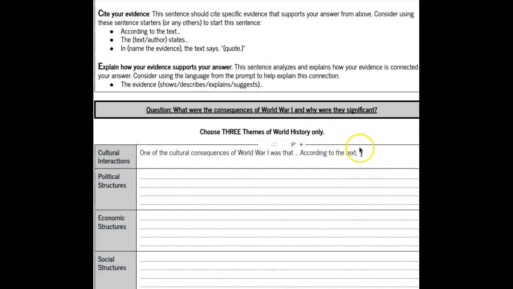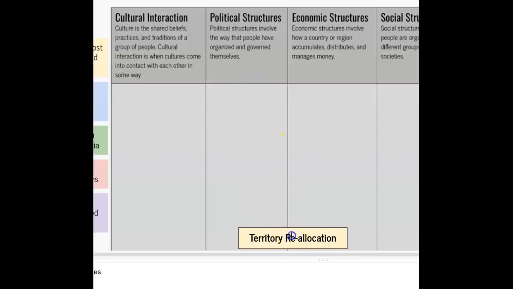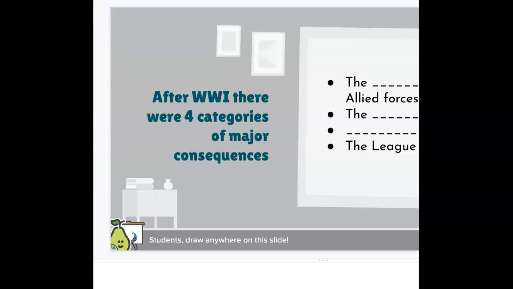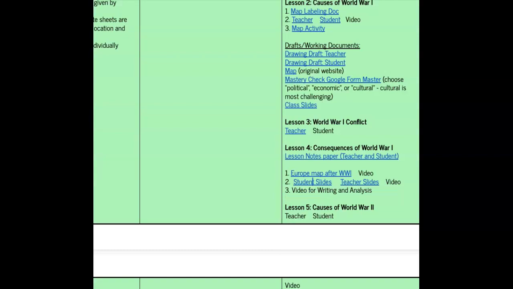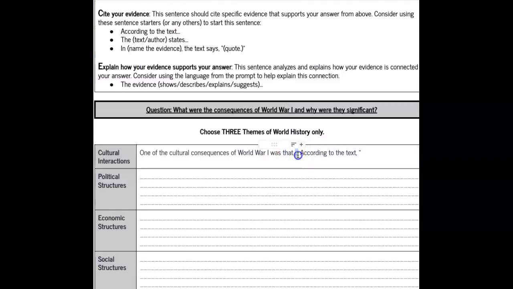Now, if you say the same thing here in your citation sentence as your answer the question sentence, that doesn't make for very interesting reading or writing. So you want to think about how you can incorporate the categories of each slide. Territory reallocation, Treaty of Versailles, desires of the Allied forces. You want to consider how you're going to write this first sentence that maybe includes that information.